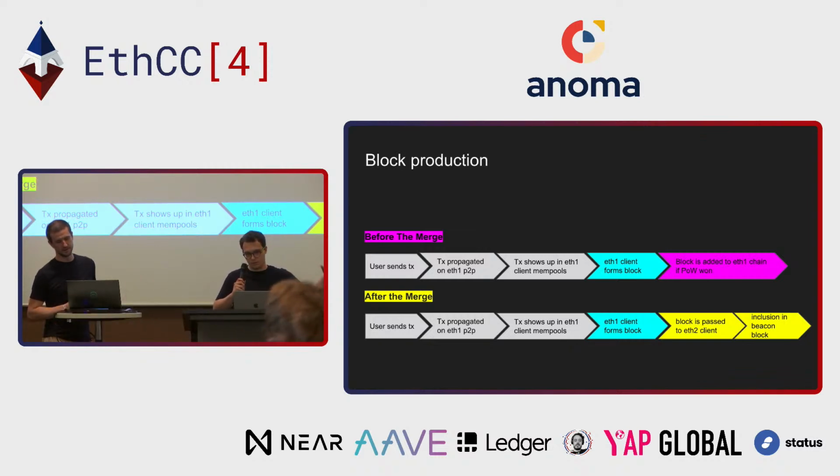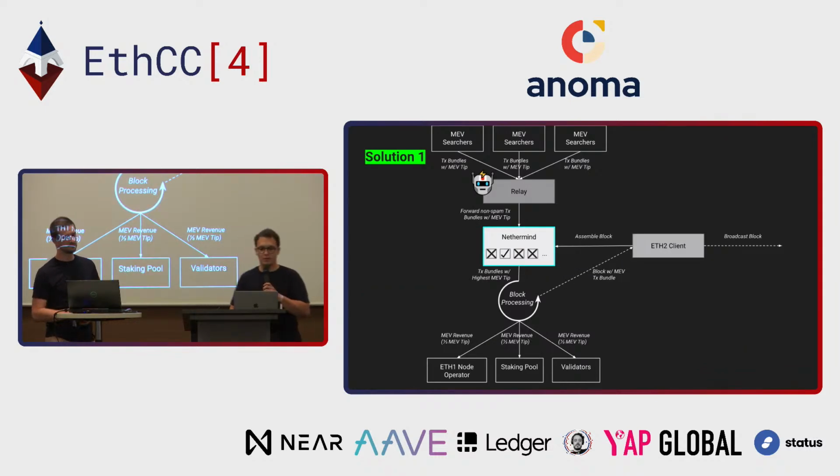Then it will be propagated across the network, end up in a pool, and a block will be created. And that block will be passed to the Ethereum 2 client, and then it will be included in a beacon chain, and a consensus will be done on top of it. Also, what is important to mention is that on Ethereum 2.0, the next block producer is known. Okay, having that said, let me introduce one of the solutions for doing MEV on Ethereum 2.0.